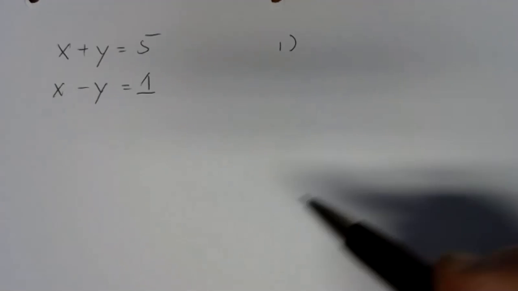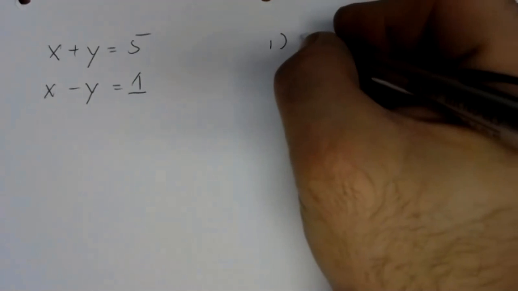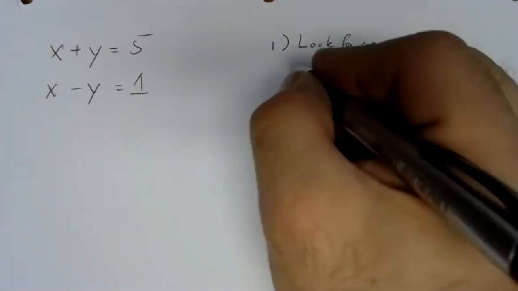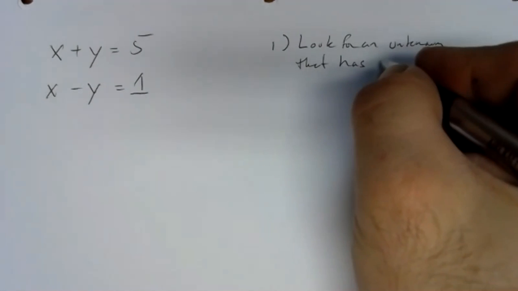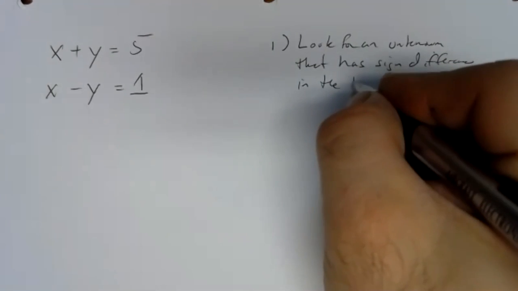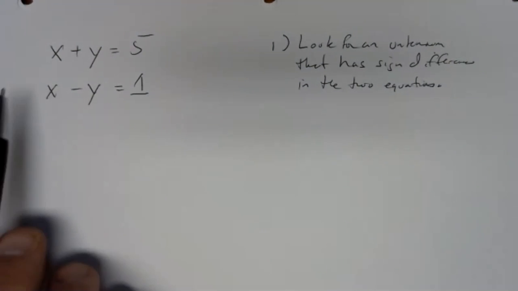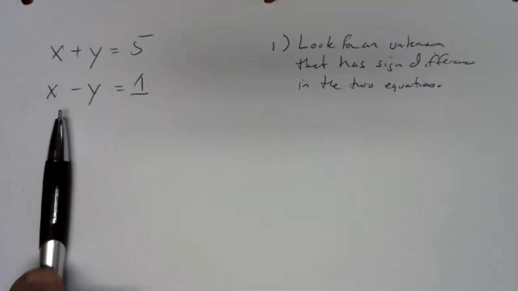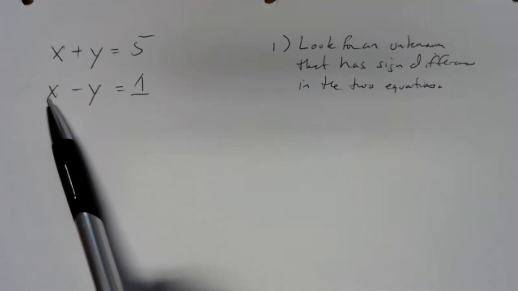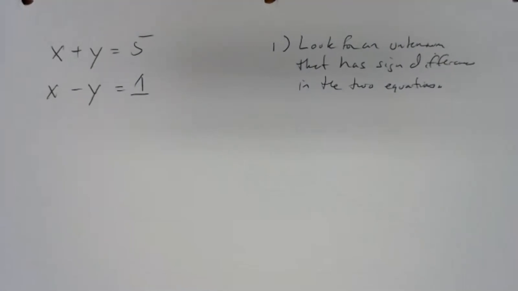So the first thing I look for, because it's going to eventually lead to messing with signs less, is to look for an unknown that has a sign difference in the two equations. So for example, here we've got x in the first equation, we've got x in the second equation. Both of those are positive. So that doesn't have a sign difference. The sign is the same on x. But with y, we've got a positive y in the first equation, we've got a negative y in the second equation.